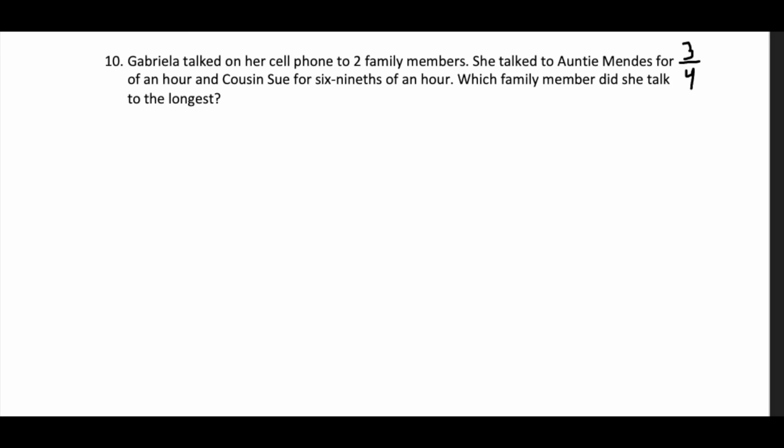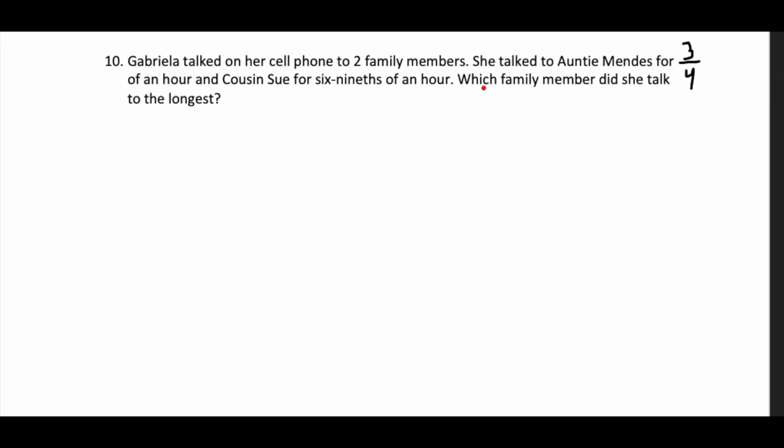Cha-ching. Gabrielle talked on her cell phone to 2 family members. She talked to Auntie Mendez for 3/4 of an hour, and Cousin Sue for 6/9 of an hour. Which family member did she talk to the longest?